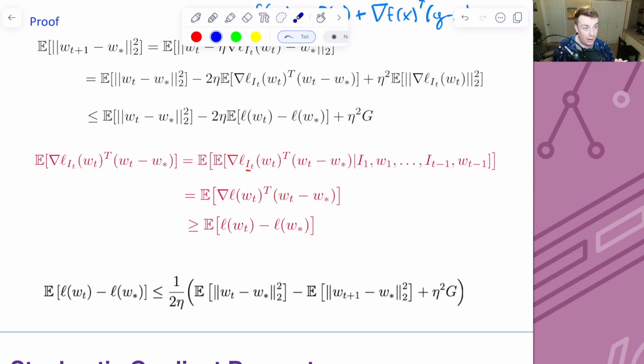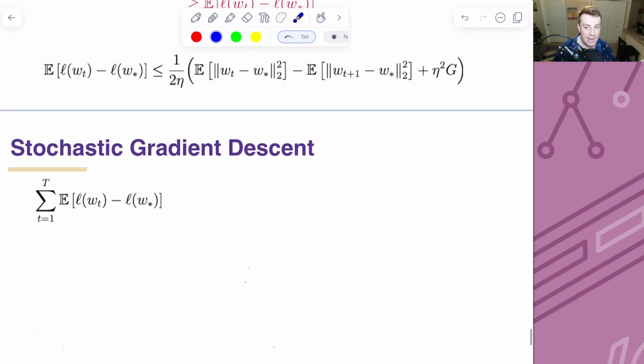Okay, so we're almost there, almost at the form that we want. The biggest problem, though, is that this statement is just about the loss at time t, and our theorem was the loss of the average iterate over all steps of gradient descent. So that's kind of what we need to work on next.